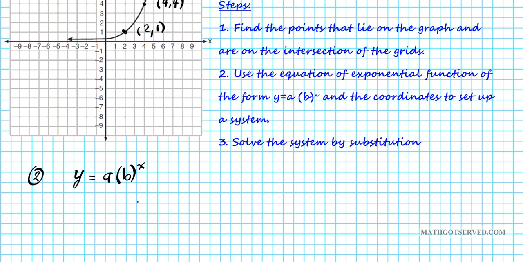Now, let's see, what are our steps? Set up. Okay, let's set up the system. From the first point, we have (2, 1). So this is x and this is y. So we're going to have 1 equals a times b to the second.